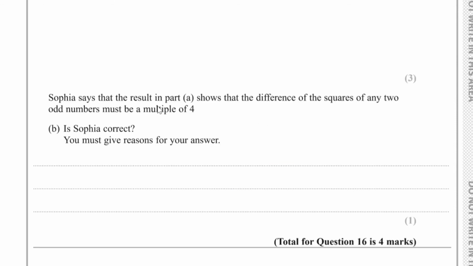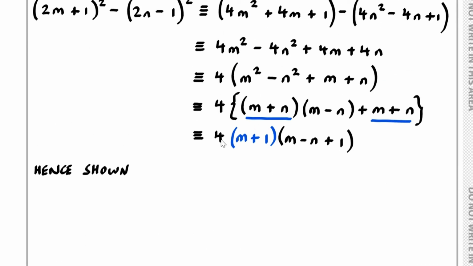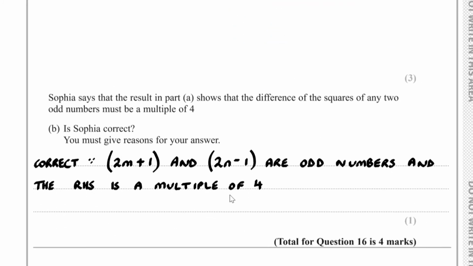Sophia says that the result in part A shows that the difference of the squares of any two odd numbers must be a multiple of 4. Is Sophia correct? You must give reasons for your answer. Well, she's correct because 2n plus 1 and 2n minus 1 are odd numbers, and the right hand side is a multiple of 4. And that's because we are multiplying by 4.